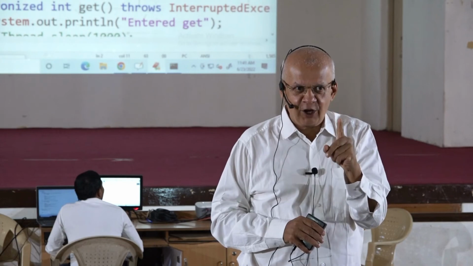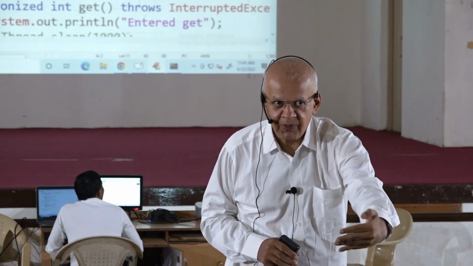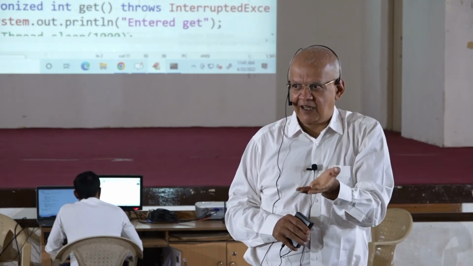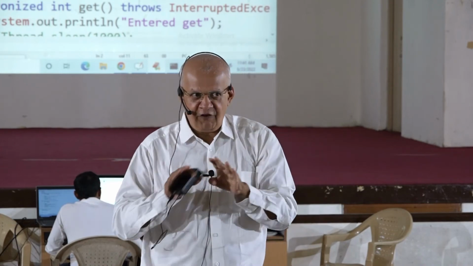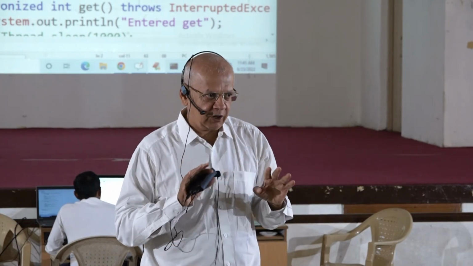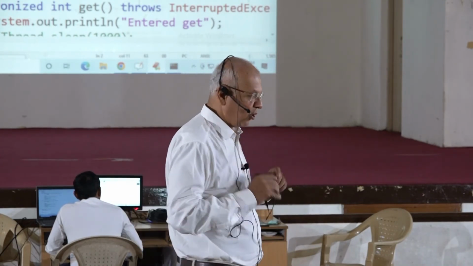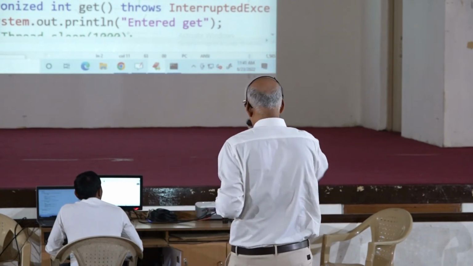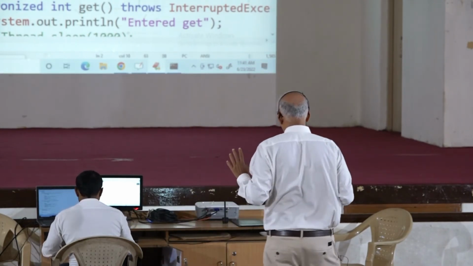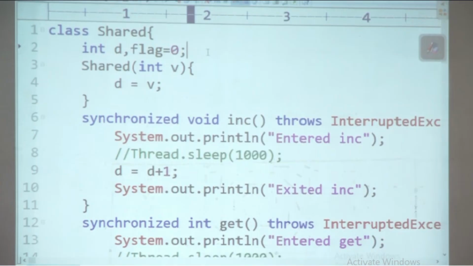So flag 0 means producer can produce. Flag 1 means consumer can consume. If we are able to do this, we are going to go home. We are going to do that. So I am going to create a variable, and it's not just flag. So we'll start with flag equal to 0.